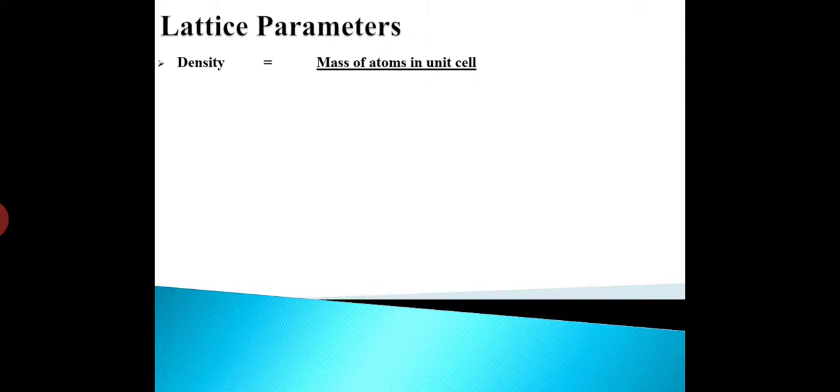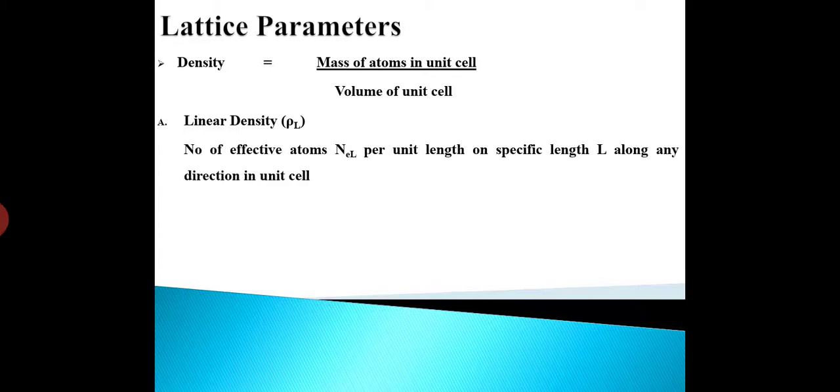Then the last type of lattice parameter is the density. We know that density is nothing but mass per unit volume. So in this lattice parameter, it is considered as the mass of atoms in the unit cell divided by the volume of the unit cell. There are two types of density: linear density, which is represented by rho L, defined as the number of effective atoms per unit length on a specific length along any direction of the unit cell, with formula rho L is equal to n effective divided by capital L.